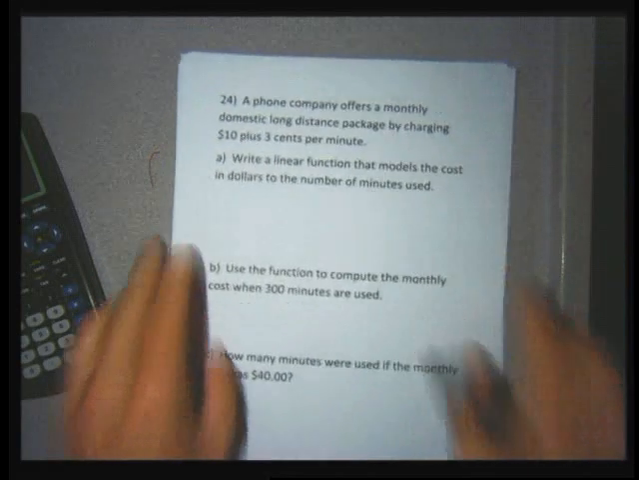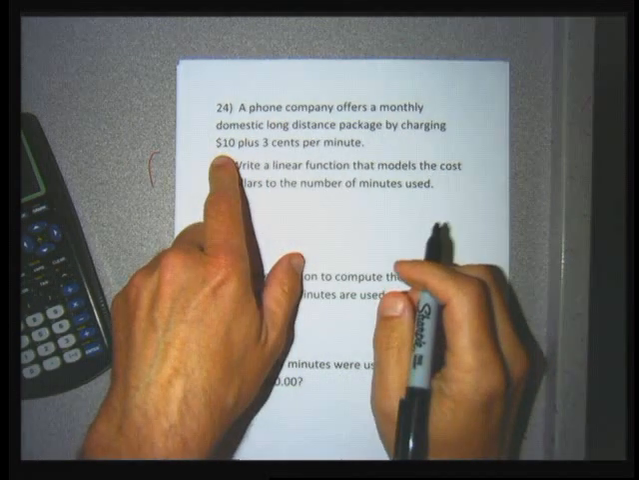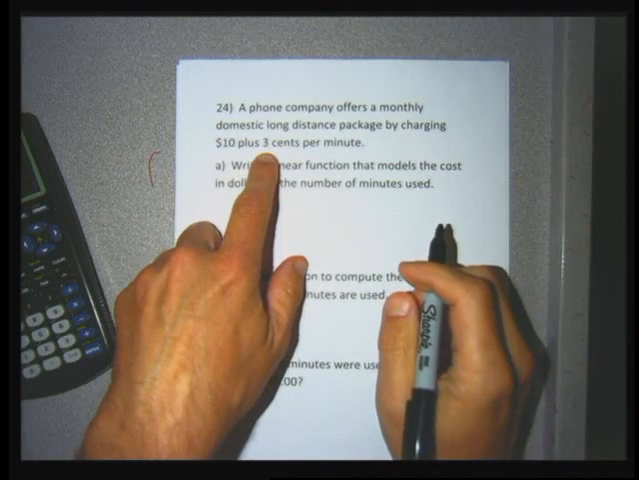Now we'll go to the last problem. The last problem, the equation works just exactly the same way. If you look at this, the sentence is structurally the same. I only see two numbers in the sentence. I want to come up with an equation, and it's written. It tells me what the equation is. I'm paying $10 per month for my phone plus 3 cents per minute.